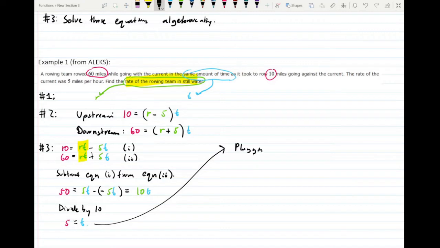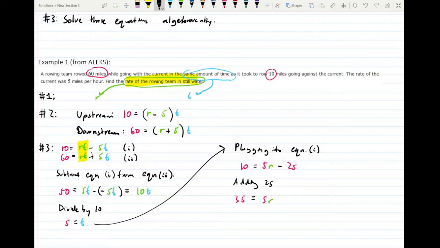Plugging back in to the first equation gives us 10 equals 5r minus 5 times 5, which is 25. Adding 25 then gives us 35 equals 5r.